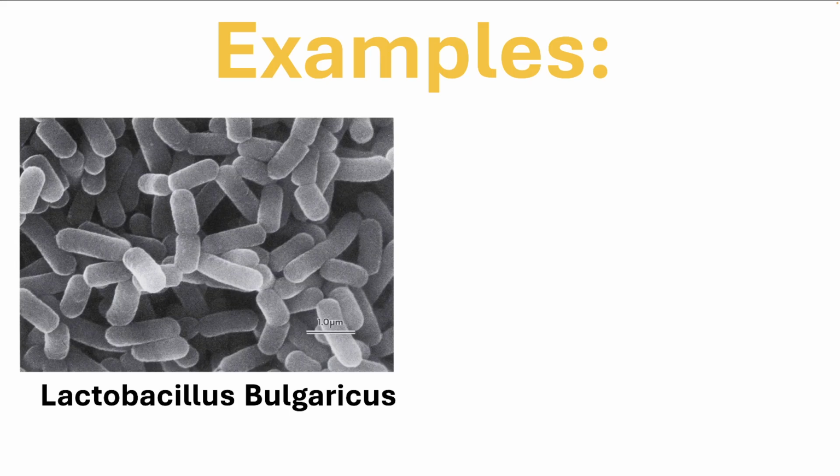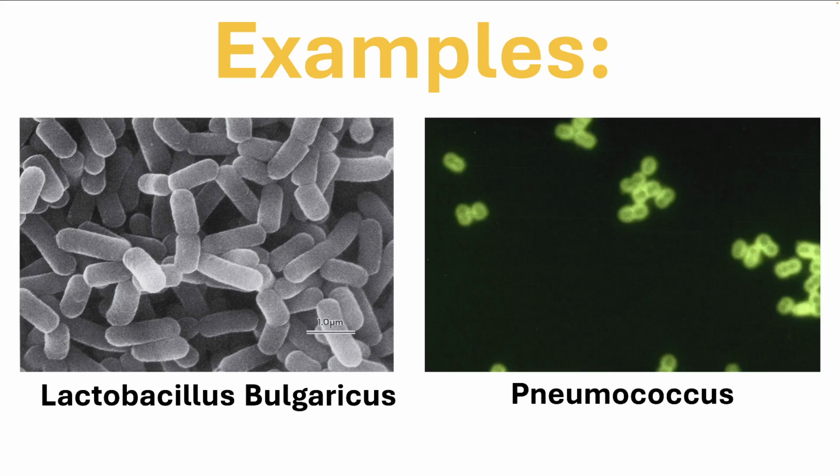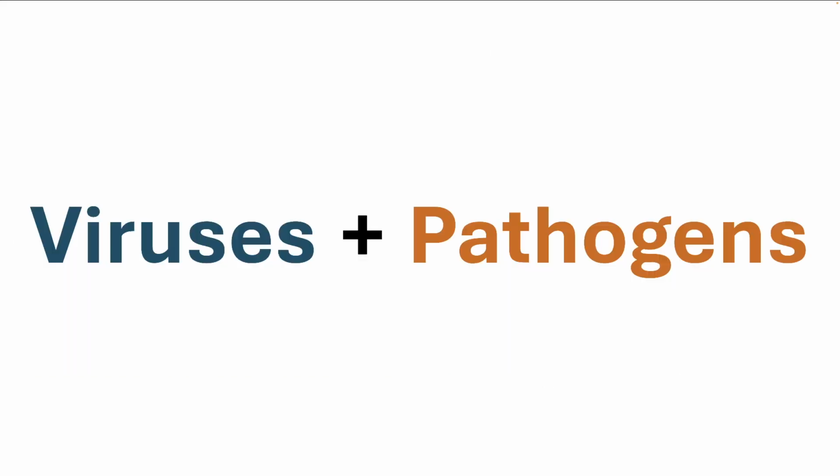In terms of examples, you have to learn about Lactobacillus bulgaricus, or just lactobacillus, which is actually the bacteria they use in the process of turning milk into yogurt. The other one you need to know, which we'll talk about more later, is pneumococcus, which can cause pneumonia, a disease. And that's all we need to know for the 5 kingdoms of life.